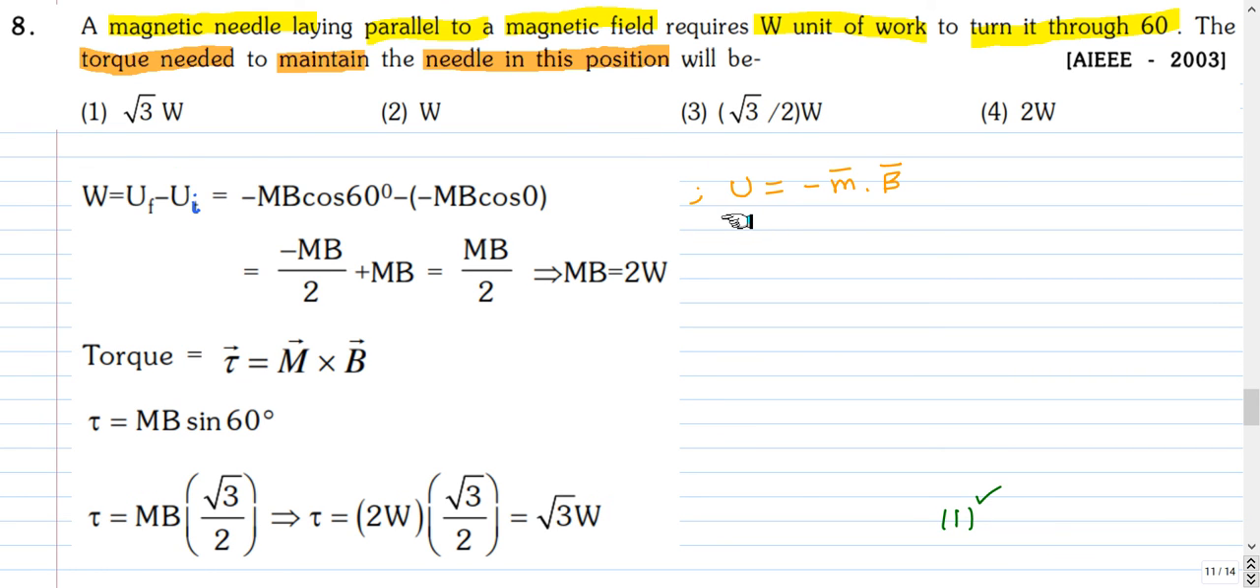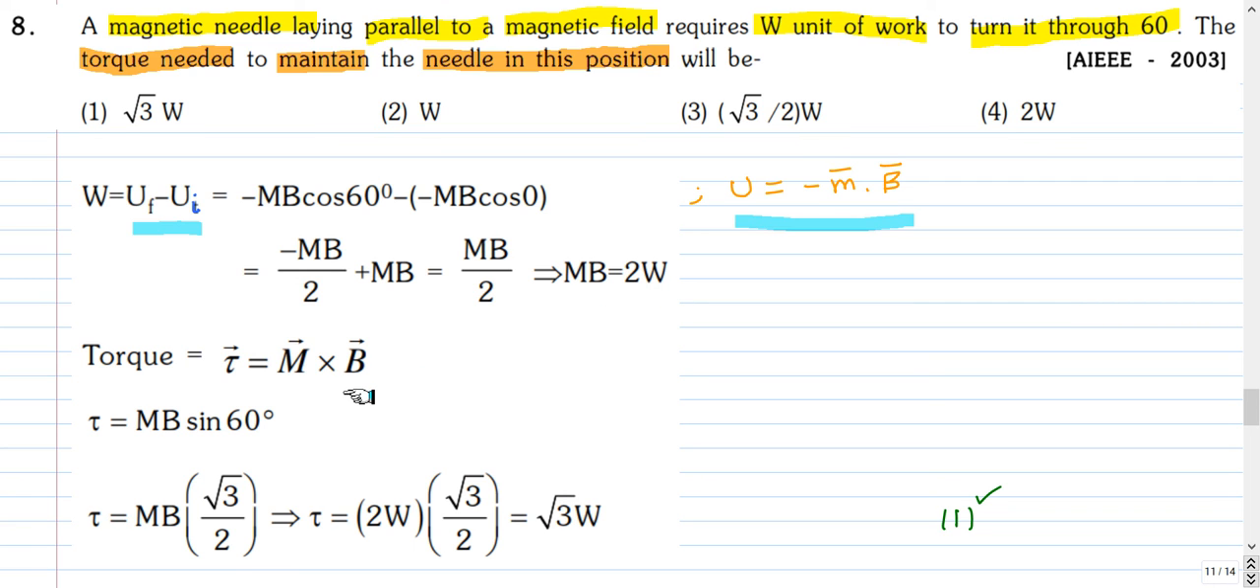The energy of a magnetic needle or a magnetic dipole in a magnetic field is given as minus m dot B. The work done is final energy minus initial energy. Final energy is minus m dot B, the angle between m and B is 60 degrees, so minus mB cos 60, and the initial energy, initially it is aligned, so cos 0. So simplifying, we get cos 60 is half. We get mB equal to 2W.